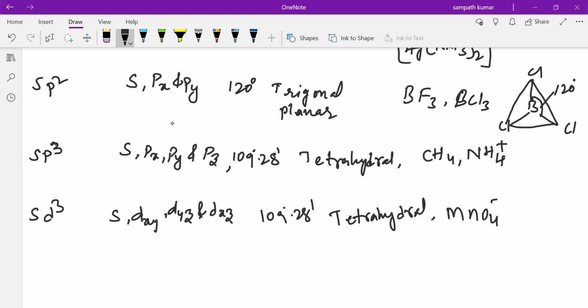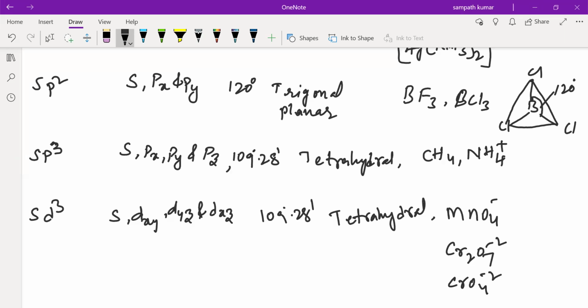MnO4 minus, as well as Cr2O7 minus 2, potassium dichromate. And another one is chromate, CrO4 minus 2. These three are also sd3 hybridization only.